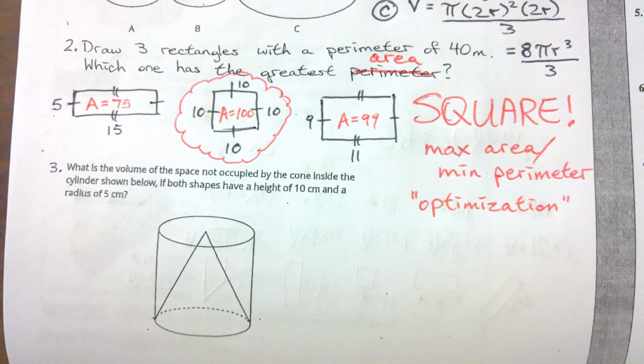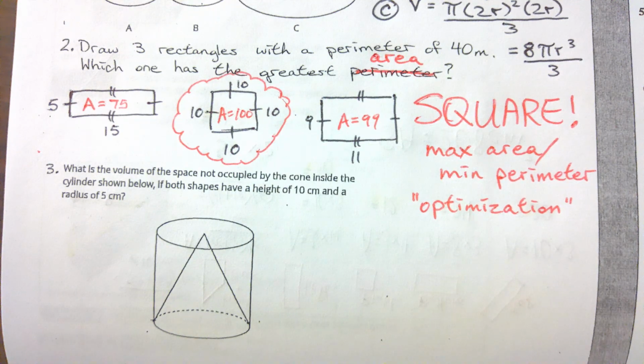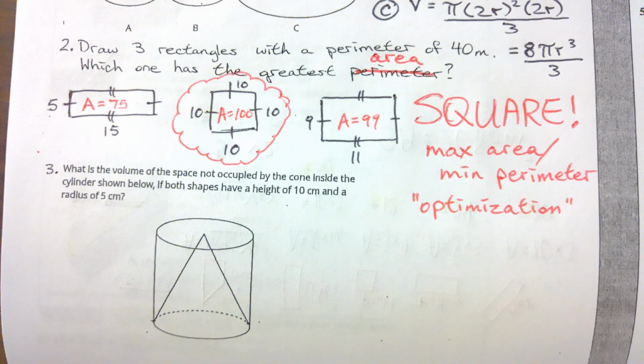So if you're gonna remember one shape, remember the square. What's the 3D shape of a square? Cube, right? So same idea. So maximum area, minimum surface area, cube.